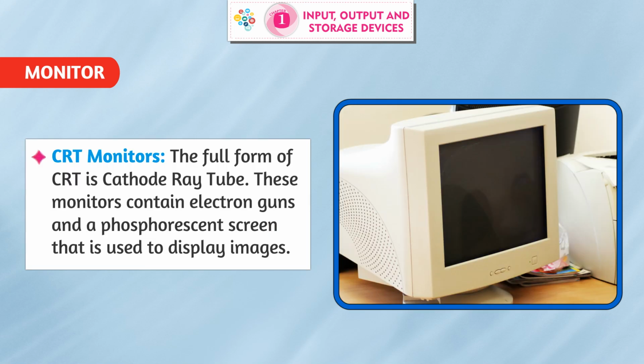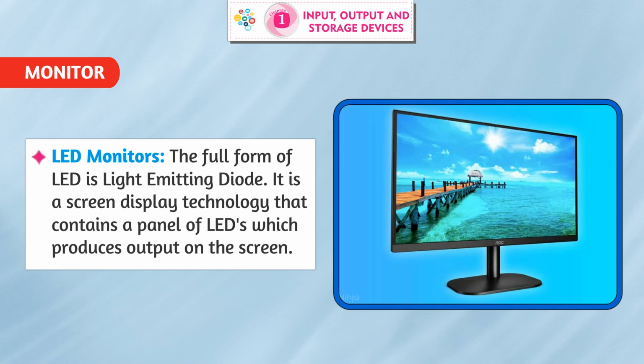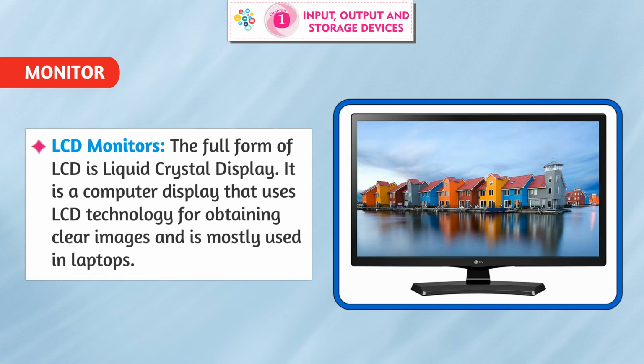CRT monitors. The full form of CRT is cathode ray tube. These monitors contain electron guns and a phosphorescent screen that is used to display images. LED monitors. The full form of LED is light-emitting diode. It is a screen display technology that contains a panel of LEDs which produces output on the screen. LCD monitors. The full form of LCD is liquid crystal display. It is a computer display that uses LCD technology for obtaining clear images and is mostly used in laptops.